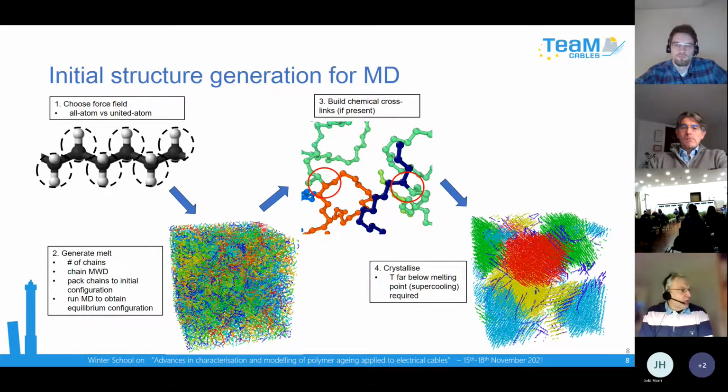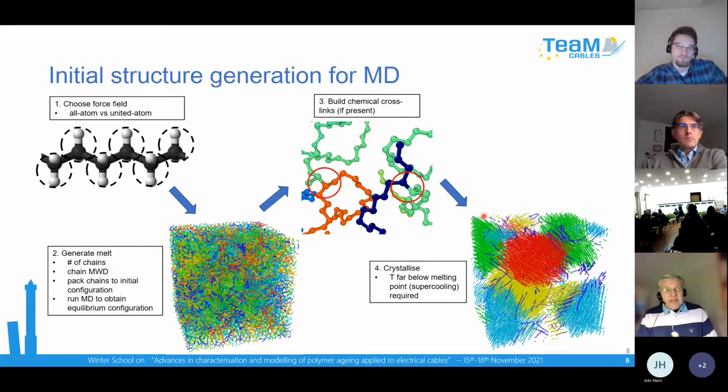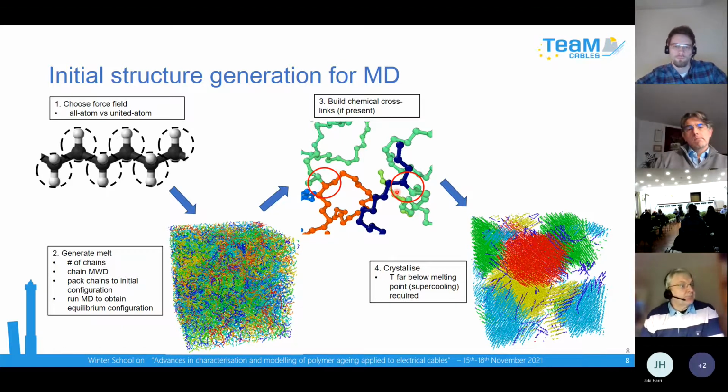And when we have an equilibrium melt, then we decide if we are modeling a cross-linked material. If we are, like in this case, we are building additional chemical bonds between the chains. These are the cross-links. And that's really a fairly simple technical trick to do, just changing the bond topology in the model between particles that are sufficiently close to each other. No big deal, easily done, and you can control the gel fraction of the material quite easily. So once you have that, the fourth step is then the crystallization.